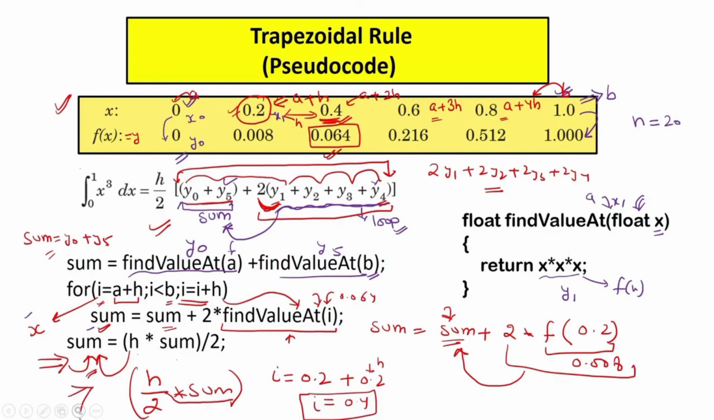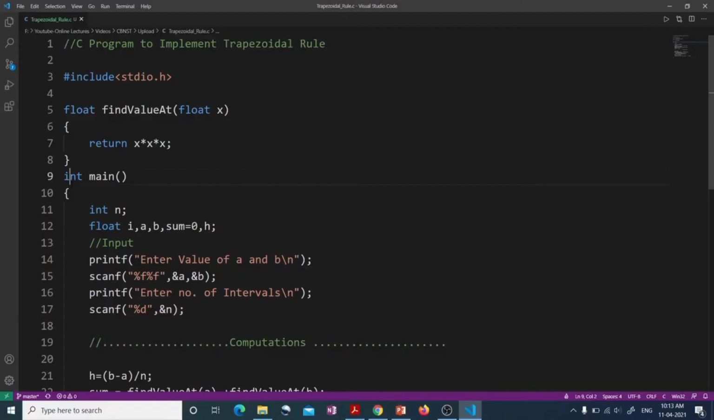So this way we have found the total answer inside your sum, and this is the answer that we have to print. You have seen that we have not used any extra array to store any value of the x and value of the y. So this is the optimized version to apply the trapezoidal rule. I hope you have understood this code. So let's see the C program for this trapezoidal rule. This is the C program to implement the trapezoidal rule.